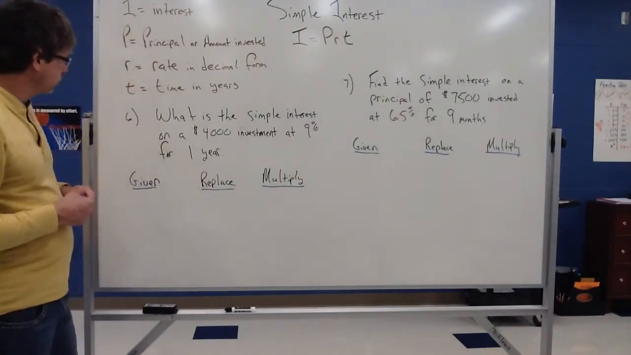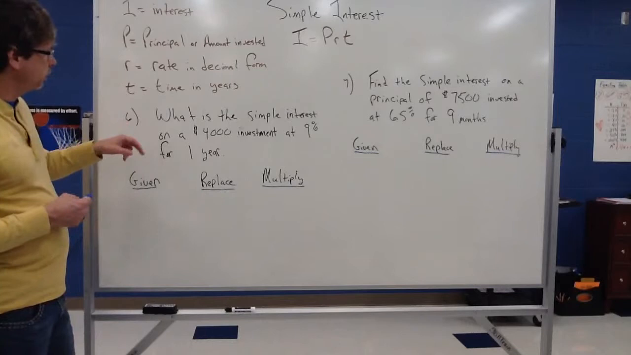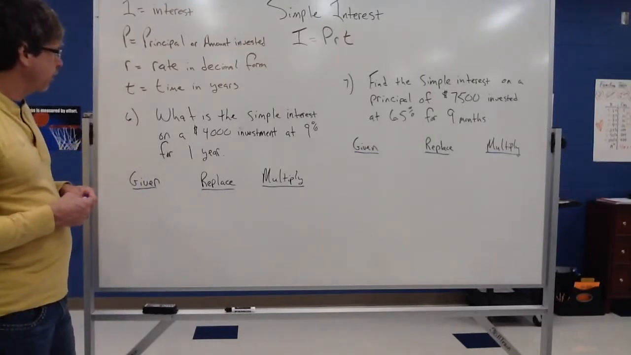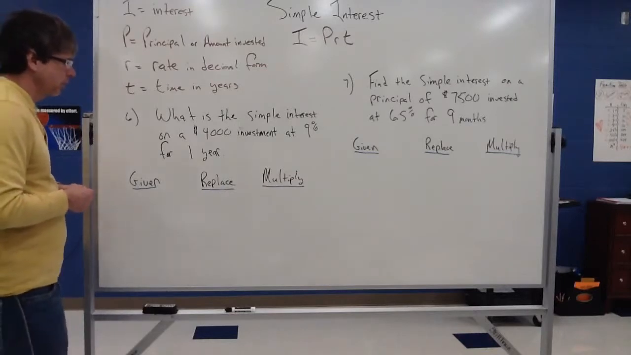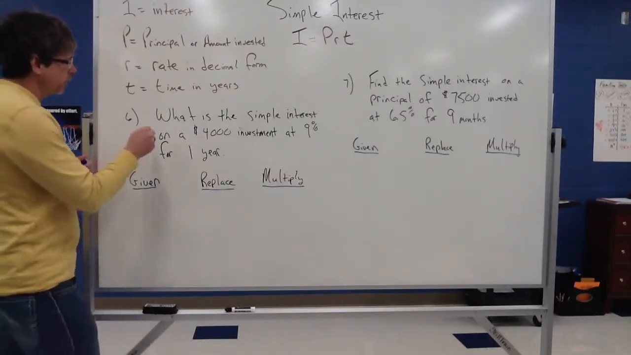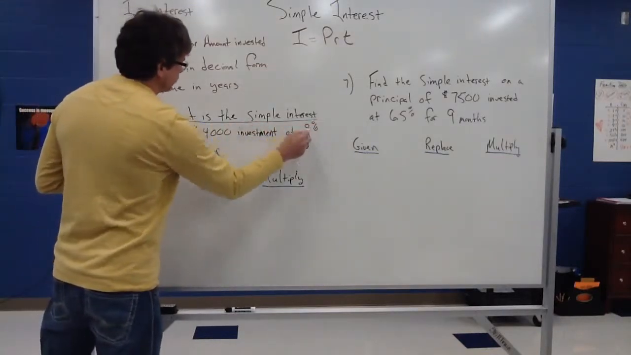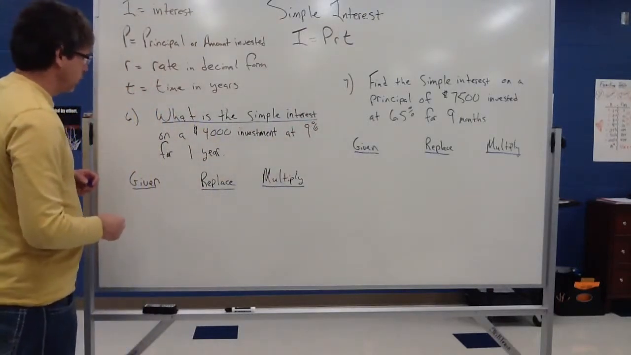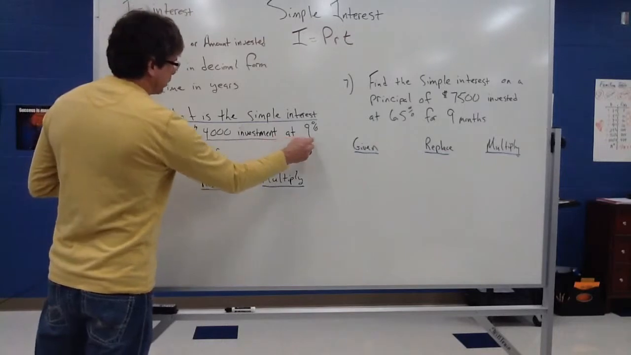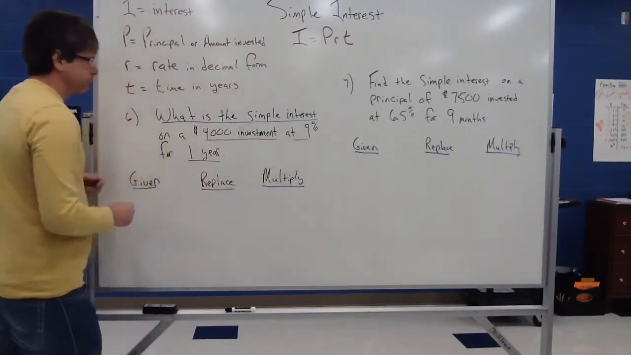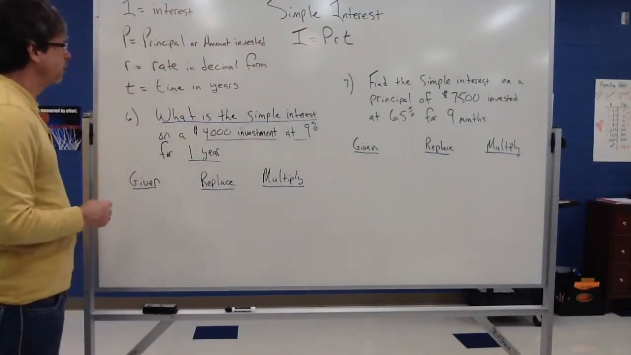So, let's look at another example here. What is the simple interest on a $4,000 investment at 9% for 1 year? So again, we're looking for the question. Notice this time, though, the question's at the top. What is the simple interest? That's what we're looking for. So the information we're picking up on: there's a $4,000 investment at 9% for 1 year.